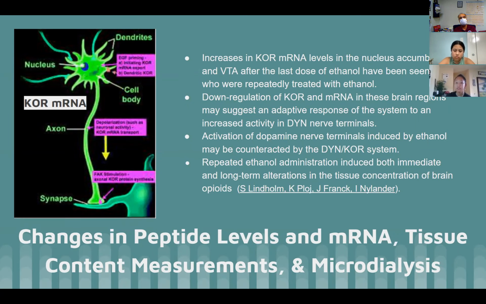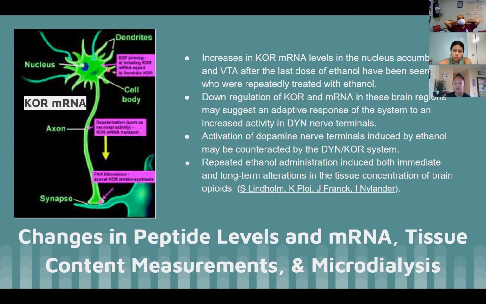And then another paper dove into investigating the fact that there is an increase in KOR mRNA levels in the nucleus accumbens and VTA after the last dose of ethanol had been seen in rats who were repeatedly treated with ethanol. The downregulation of KORs and mRNA in these brain regions may suggest an adaptive response of the system to an increased activity in dynorphin nerve terminals. The activation of dopamine nerve terminals induced by ethanol may be counteracted by the DYN-KOR system.